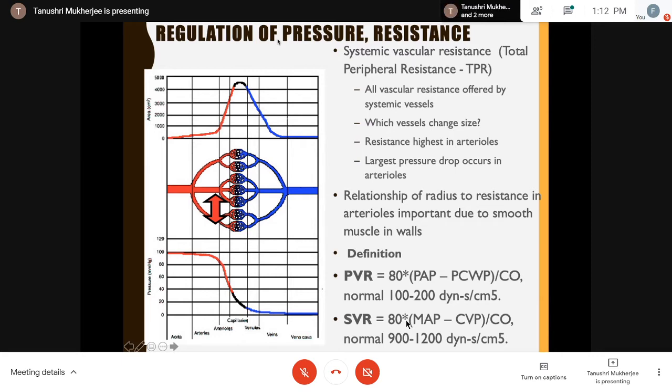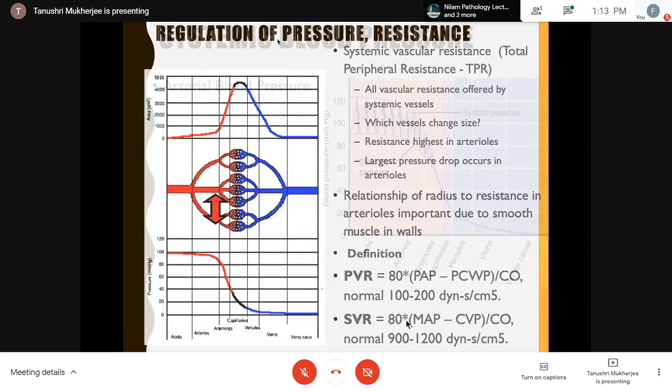So resistance is highest in the arterioles, and there is a relationship of radius to resistance due to smooth muscle. And what is the pulmonary arterial pressure, then pulmonary capillary bed pressure, cardiac output, mean arterial pressure, central venous pressure. So these all terms are important.